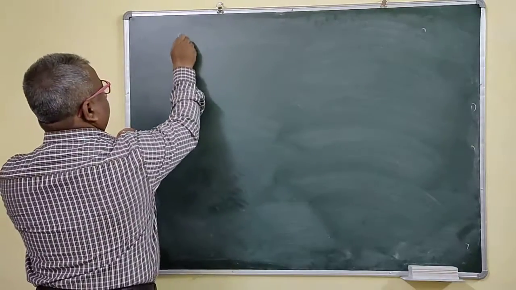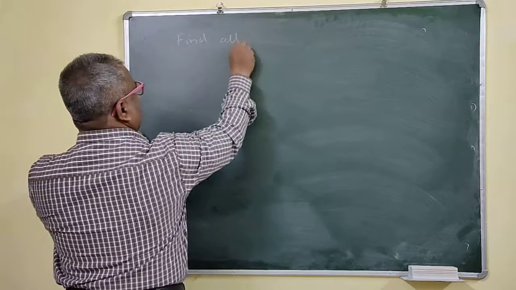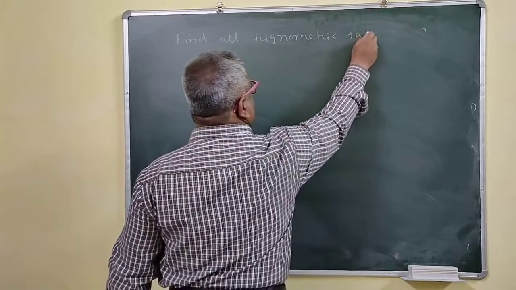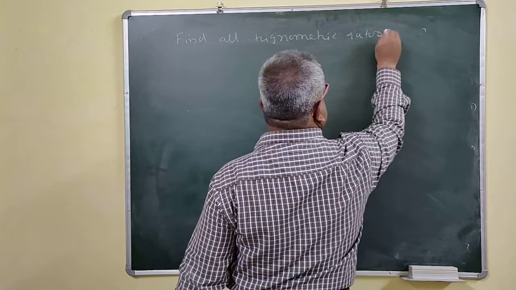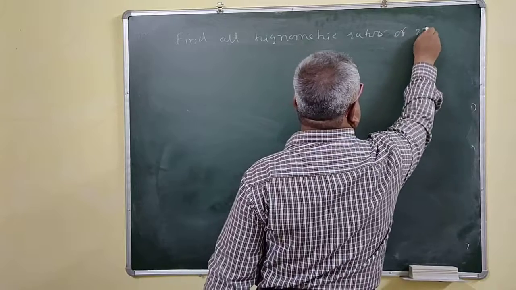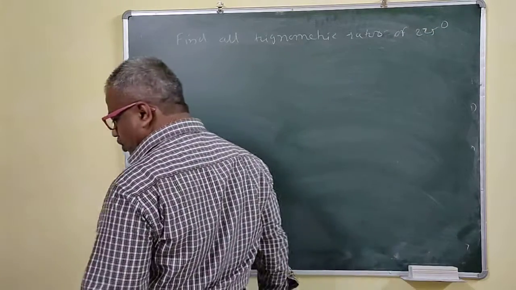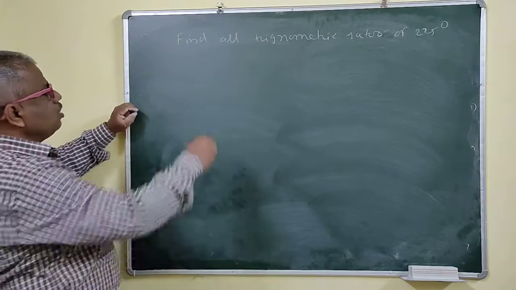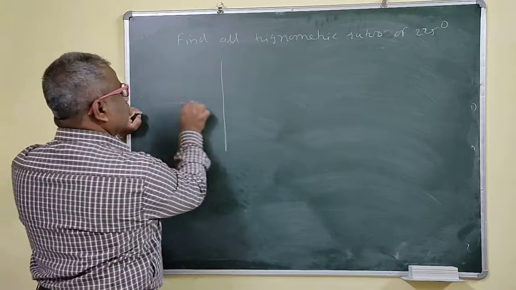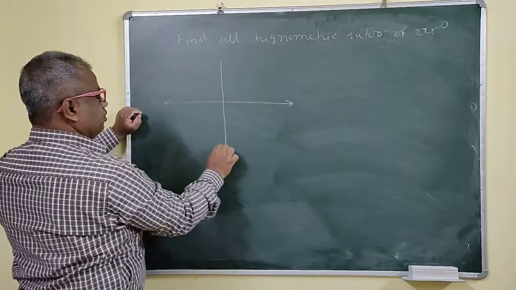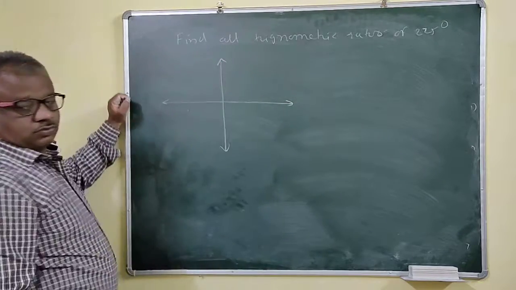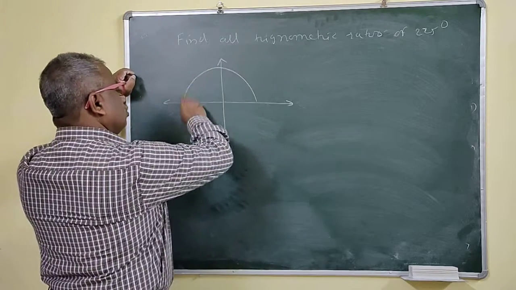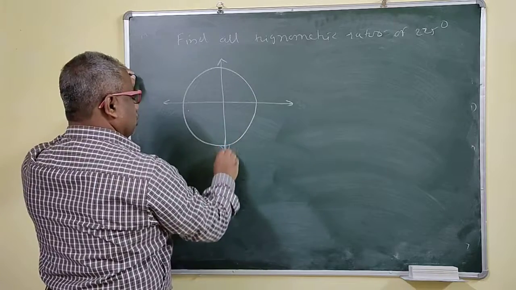Now find all trigonometric ratios of 225 degree. Suppose trigonometric ratios of angle 225 degree. Okay, so we first draw the figure for 225 degree. So we draw the circle.